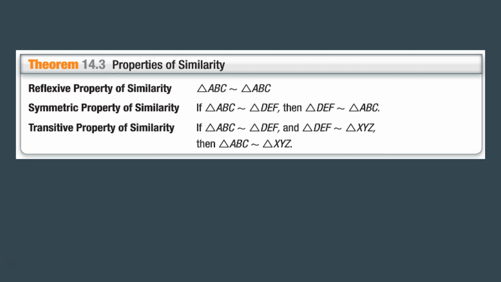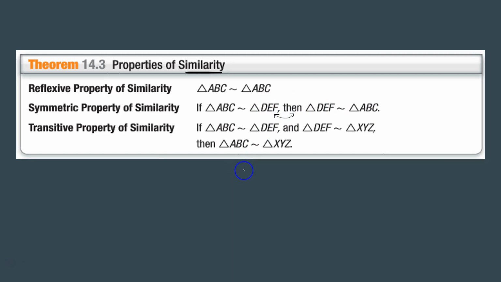Alright, so let's go over the properties of similarity. These should sound familiar, except now we're adding the similarity aspect to it. So the reflexive property of similarity: triangle ABC is similar to triangle ABC. It's the same order, nothing's changed. Then we have the symmetric property of similarity. So if triangle ABC is similar to triangle DEF, then triangle DEF is similar to triangle ABC. It just flip-flops.